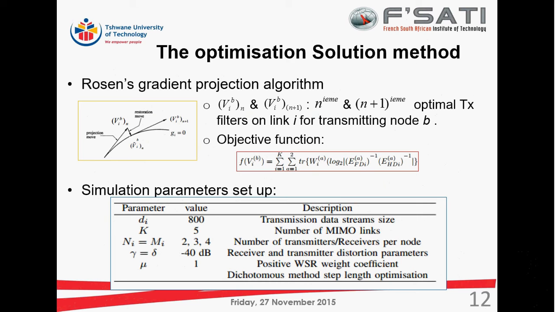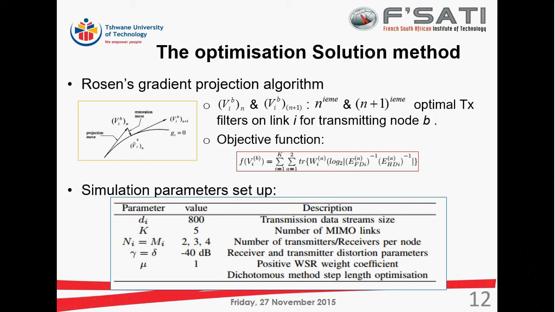How do we solve the problem? That's the next question. In terms of the optimization solution method, we chose to use Rosen's gradient projection algorithm for a couple of reasons, the main one being that it's an iterative method. While testing the channel capacity performance, we also expect to see how fast the method converges, in terms of future expected implementation on real DSPs. Okay, and the objective function to be optimized is defined as follows.